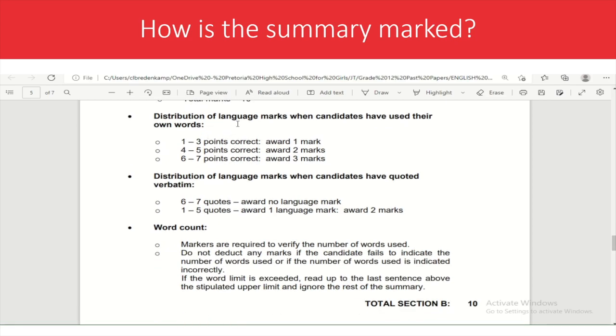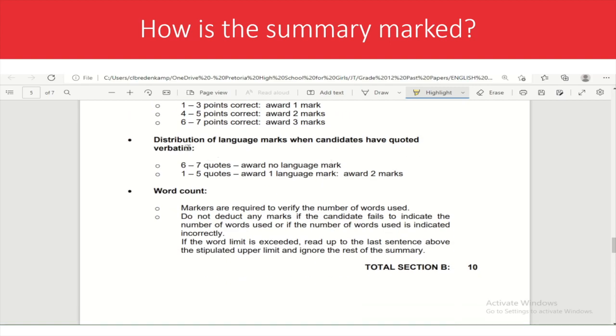So the distribution of language marks when the candidates have used their own words. Do you see how important this is over here? I'm even going to highlight it. Your own words. So if you get 1 to 3 points correct, you get 1 mark. If you get 4 to 5 points correct, you award 2 marks. And then if you get 6 to 7 points correct, you award 3 marks in the language section.